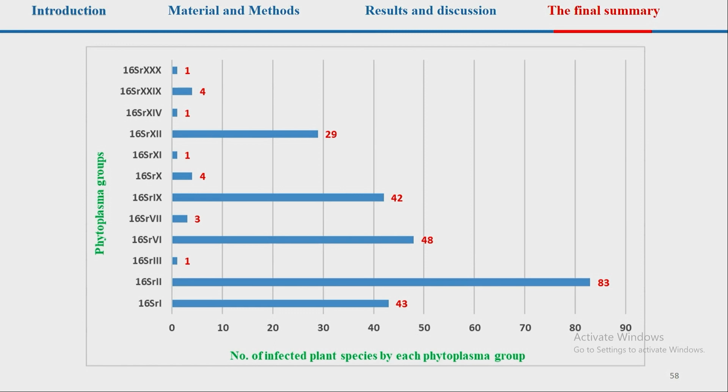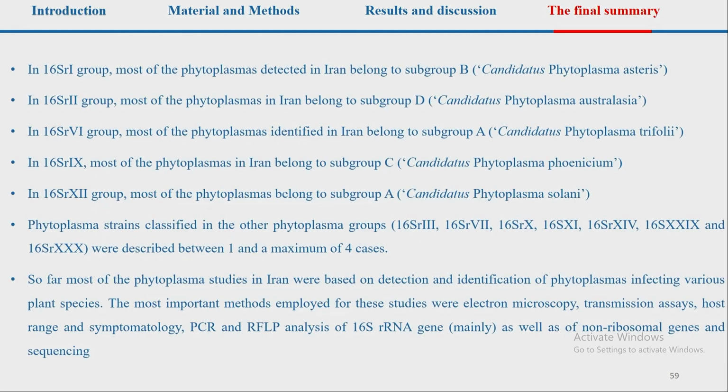Number of infected plant species by each phytoplasma group. You see, these are the phytoplasma groups, and group 2 with 83 cases is the first. In aster yellows, subgroup B, in peanut witches' broom, subgroup D, in clover proliferation, subgroup A, in Candidatus Phytoplasma phoenicium, subgroup C, and in stolbur group, subgroup A, are the most reported. And other phytoplasmas are described between 1 and a maximum of 4 cases.